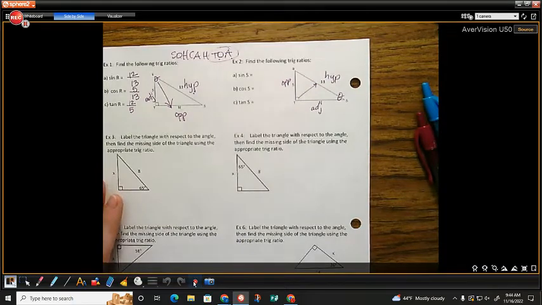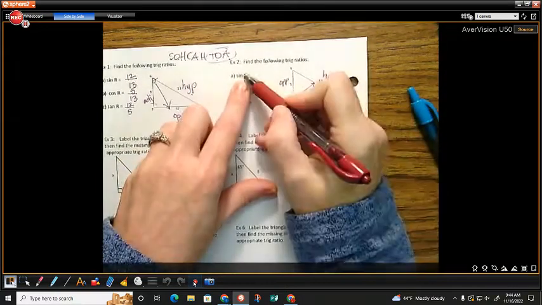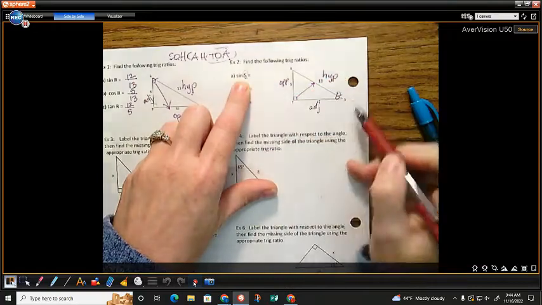Wait, how do you know which one is the theta? Because I told you the sine of angle S. Okay. So S is your reference angle.